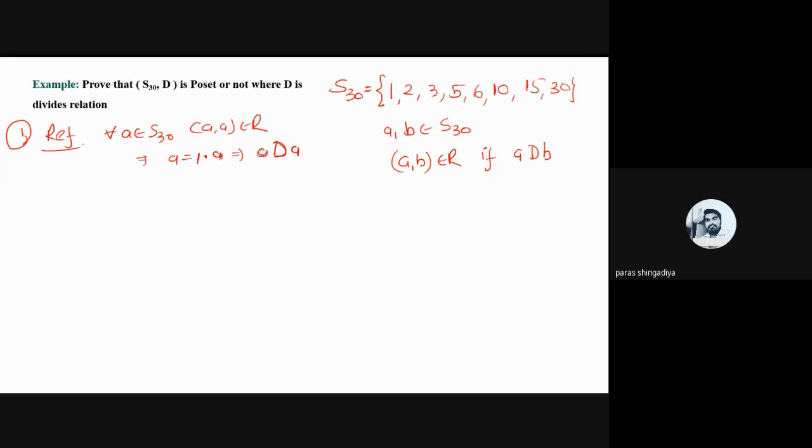So take any number from S30: 1 divides 1, 2 divides 2, 3 divides 3, 5 divides 5, 10 divides 10, 15 divides 15. That is always true. Okay. So therefore, for every A belongs to S30, A comma A always belongs to R, and therefore we can say that the divide relation satisfies the reflexive relation on the set S30. Okay, so the first condition is complete, and now let us check the second condition, anti-symmetric relation.